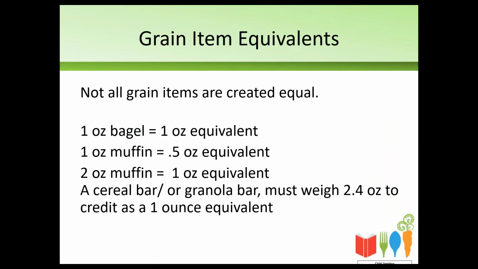The amount of grain in an item is determined using ounce equivalents. Items like bread, bagels, and English muffins credit ounce for ounce. But because items have ingredients other than grains that make up their total weight, you may have to serve a larger portion of a certain grain item in order to meet a 1 ounce grain equivalent. For example, a 1 ounce muffin will only credit as half the ounce equivalent because there are other ingredients that make up its total weight.